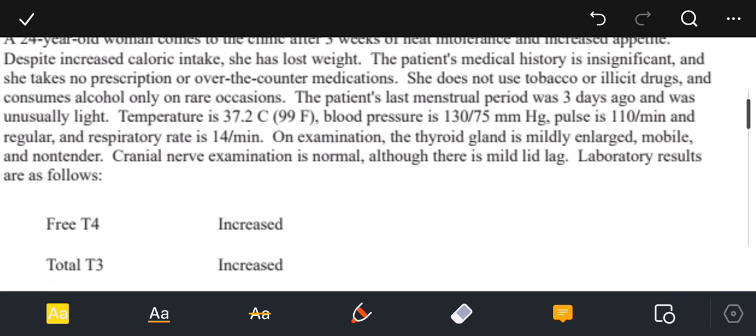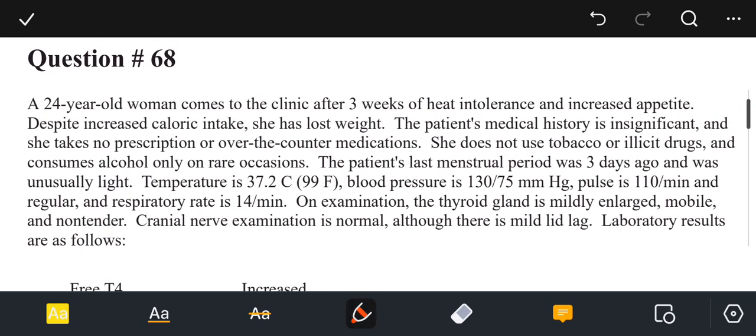The next question, question number 68, is about a 24-year-old woman who comes to the clinic after 3 weeks of heat intolerance and increased appetite. Despite increased caloric intake, she has lost weight. The patient's medical history is insignificant and she takes no prescription or over-the-counter medications. She does not use tobacco or illicit drugs and consumes alcohol only on rare occasions. The patient's last menstrual period was 3 days ago.